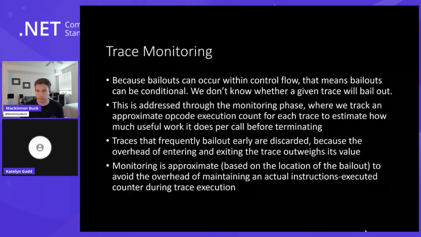Every time we run the trace during monitoring, we track approximately how many opcodes it was able to run before it bailed out, which gives us an estimate of how much useful work the trace is doing before it terminates. If a trace frequently bails out early, like only a couple of opcodes in, we discard it because there's overhead built into calling that function pointer to enter the trace and then cleaning up after we exit it. We do this monitoring approximately. We just look at where in this trace we bailed out, because the alternative would be to actually count how many opcodes we're executing every time we step through, and that would make traces much slower. So we're using an approximation here and just going, oh, hey, it's near the entrance of the trace. This is probably bad, versus it's near the end.